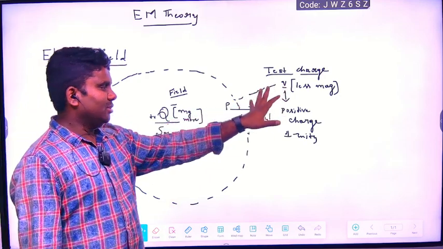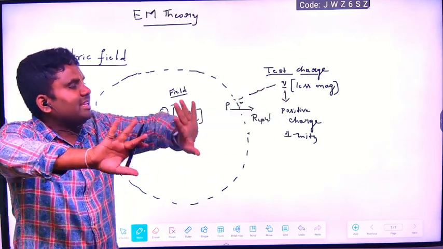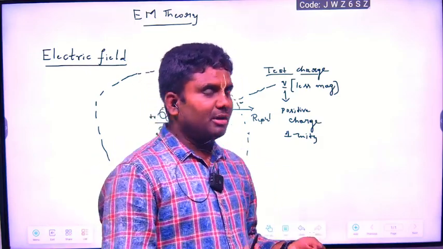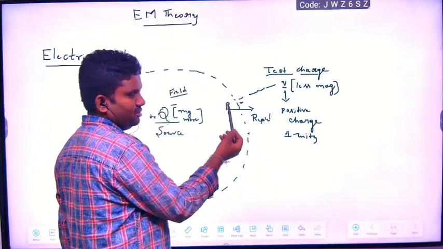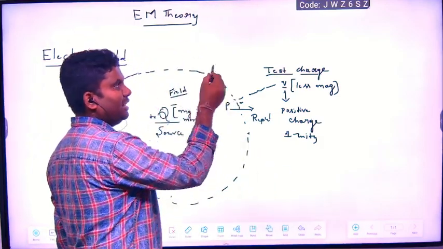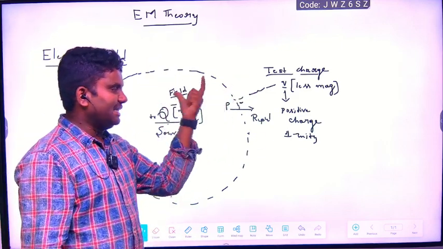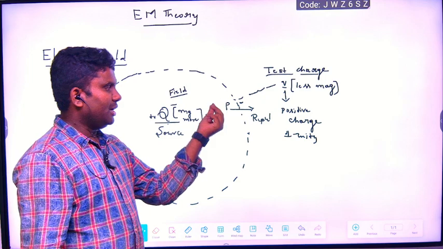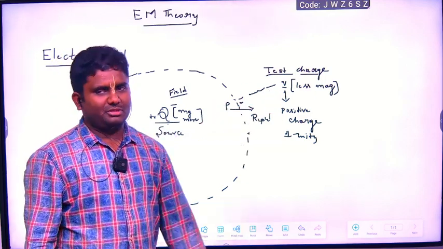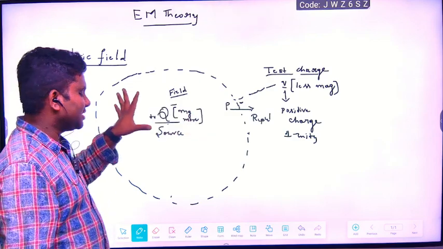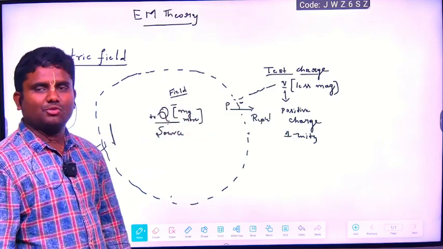Till point P, the test charge never experiences any force. But once it enters this region, the region is what we call the electric field. Once the test charge enters this electric field region, it will experience a force of repulsion. That is what we call the electric field, because this region is completely under the influence of the source charge.